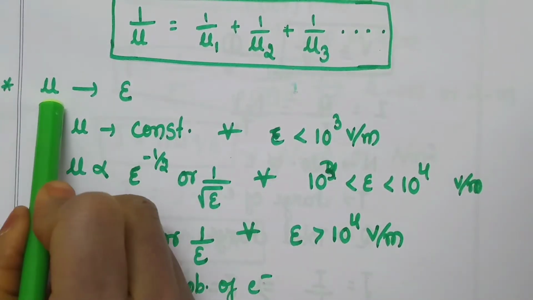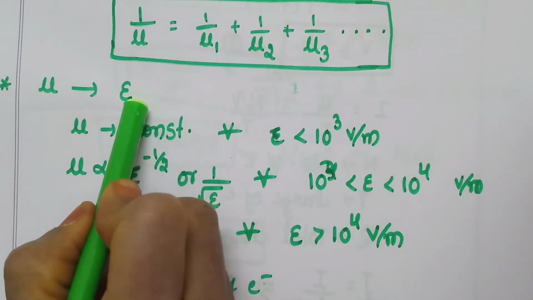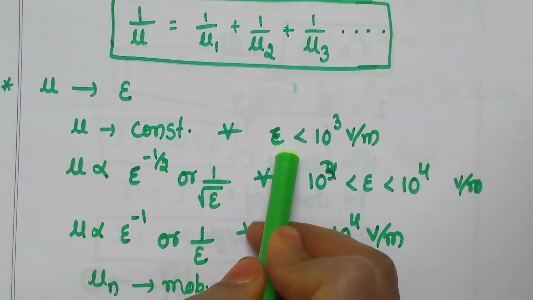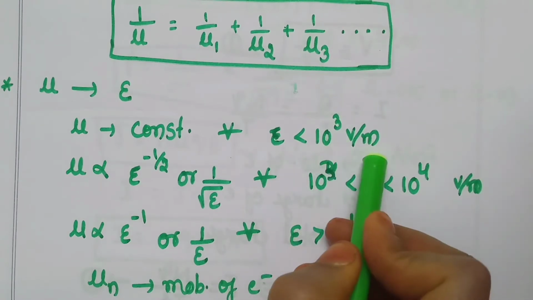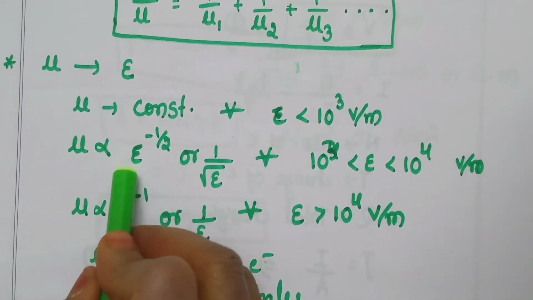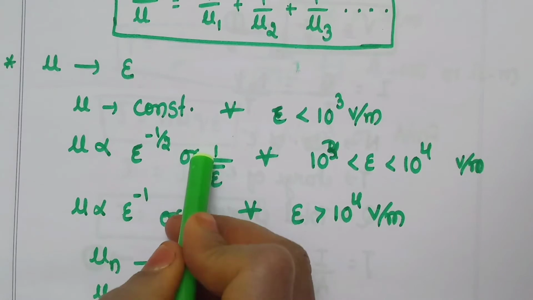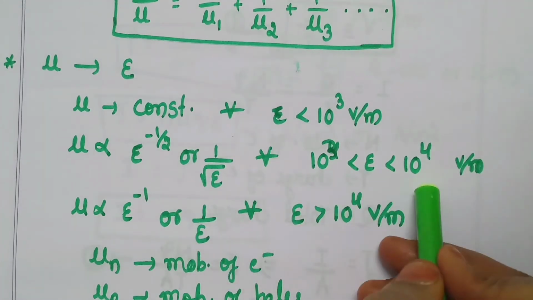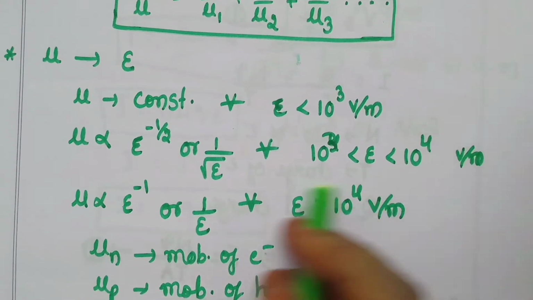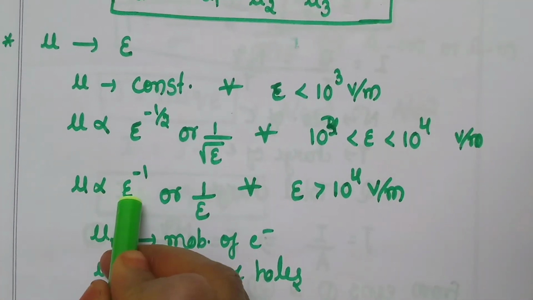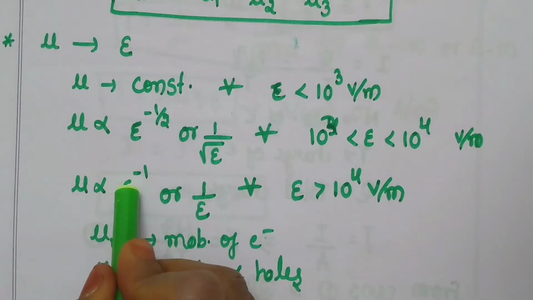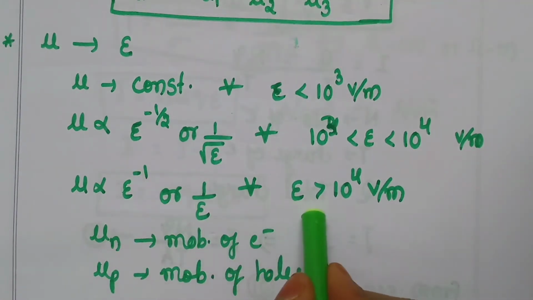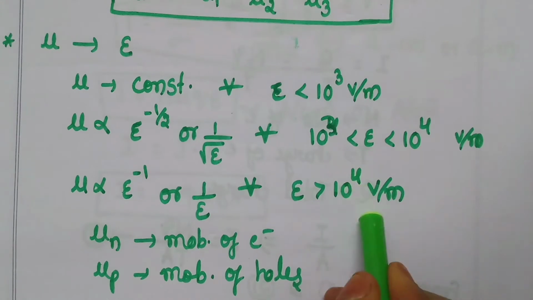And the mobility depends upon the applied electric field. So mu is a constant for values of applied field less than 10 to the power of 3 volts per meter, and mu is proportional to epsilon power minus half, or 1 by root epsilon, for 10 to the power of 3 less than epsilon less than 10 to the power of 4 volts per meter, and mu is proportional to epsilon power minus 1, that is epsilon inverse, or 1 by epsilon, for epsilon greater than 10 to the power of 4 volts per meter.